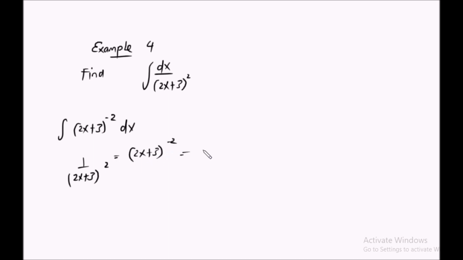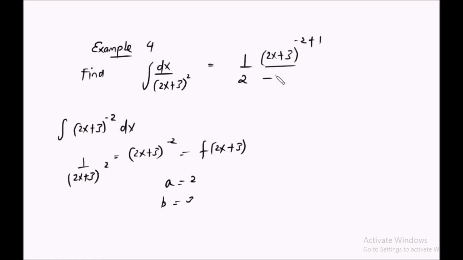Sasa hii 1 over (2x+3)^2 au (2x+3) power negative 2, hii ni a function of nini? Function of 2x+3. So my a now is 2, my b is 3. So if I'm going to integrate this now, I'm going to get 1 over a, a ni 2, times huyu sasa namtreat kama x, maana itakuwa ni (2x+3) power negative 2 plus 1 over negative 2 plus 1 jumlisha c.